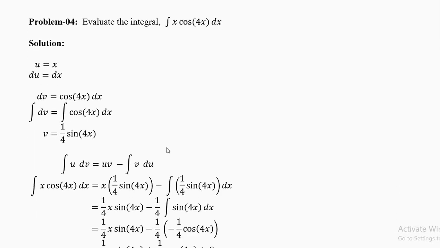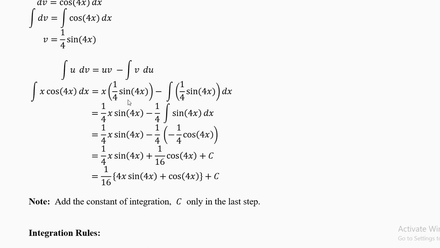Next example. Problem 4. Evaluate the integral of x cosine 4x. u equal to x, du equal to dx, dv equal to cosine 4x dx. v equal to the integral of cosine 4x dx, which is 1 by 4 sine 4x. Now integral u dv equal to u into v minus integral v du. Now how much is v? Open a bracket. 1 over 4 sine 4x, u equal to x. We have no integration here, just simple algebra. Write first 1 by 4, then x, then the sine 4x. You get 1 by 4 x sine 4x. Copy it in 4-5 steps till you finish the answer.